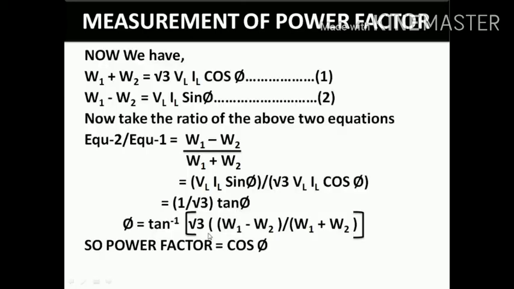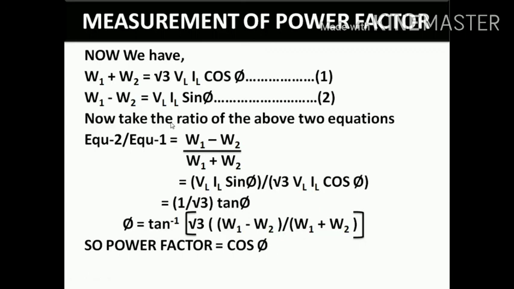So in this slide you can see what we have: W1 plus W2 is equal to root 3 times VL IL cos phi. Take it as equation number 1. Then the second, W1 minus W2, is VL IL into sin phi, which we found in the last slide. Now take the ratio of these two equations.